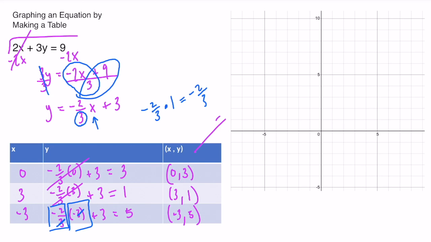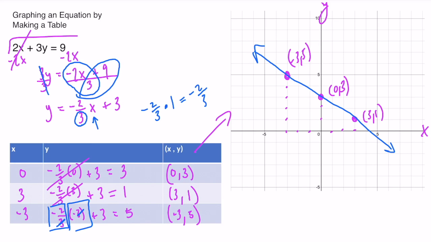So let's go ahead now and we'll graph that. So again, y-axis is vertical, x-axis is horizontal. So 0, 3, going nowhere left or right, going up 3. So 0, 3. 3, 1, going to the right 3 and up 1. So 3, 1. Negative 3, 5, I'm going left 3, up 5. So that's negative 3, 5. So connect those with a line.